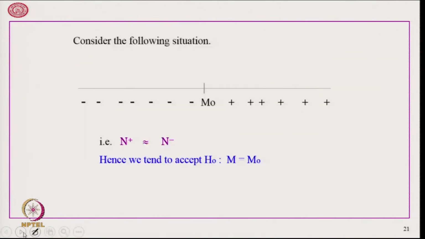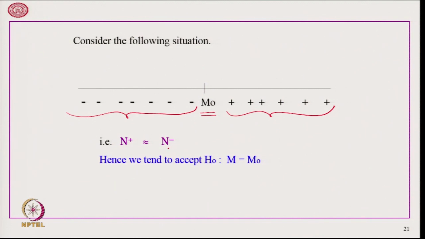So, let me illustrate. Suppose this is the scenario, m naught is the hypothesized median. These are the observations which are greater than m naught, these are the observations which are less than m naught, and if m naught is truly the median, then n plus is equal to or very close to n minus.